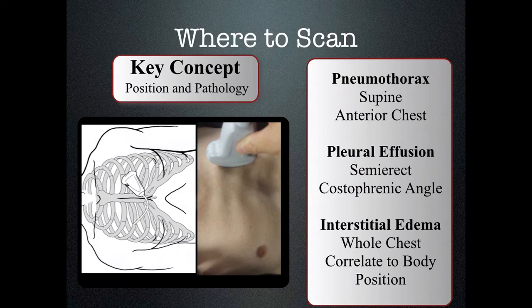For a pleural effusion, I like for the fluid to collect in the bases, and I want it to be the largest collection possible. Therefore, I usually have the patient sitting semi-erect, and I look at the costophrenic angle, which is the lowest, most dependent portion of the chest cavity. If I'm looking for interstitial edema or pneumonia or PE, I'm going to scan the whole chest, and I'm going to correlate what I find to the body position that they are in currently and have been before the exam. This will become more evident in the second part of the lecture.